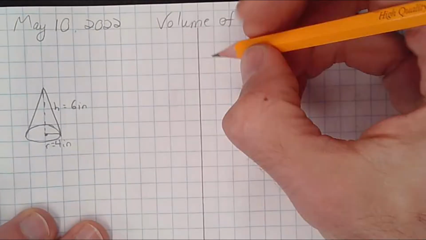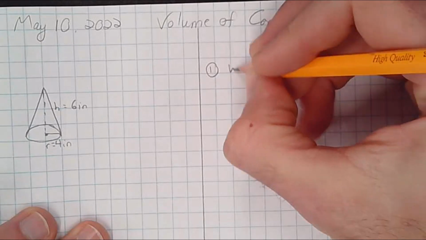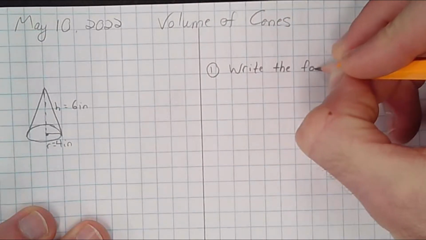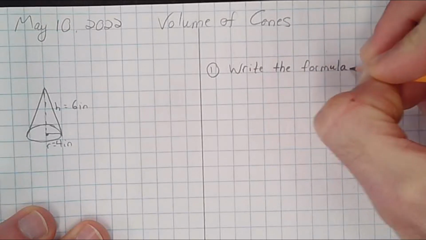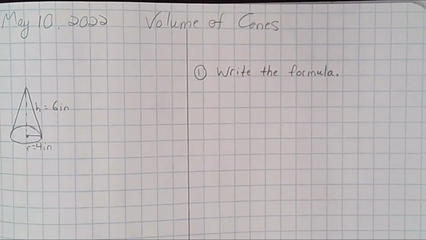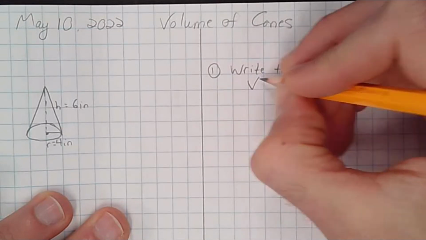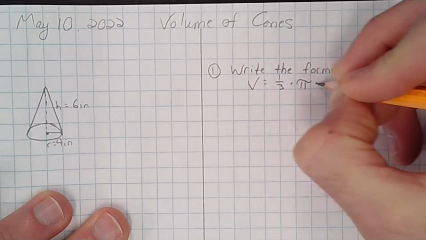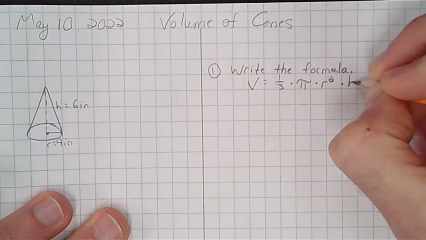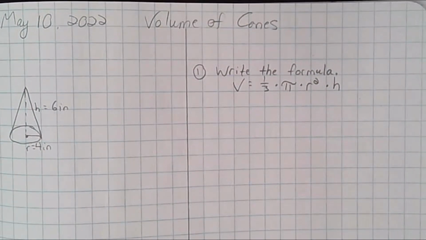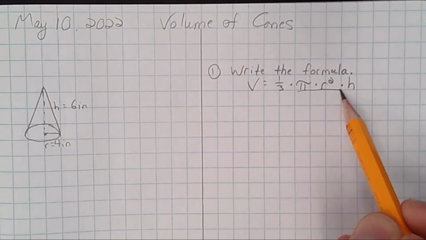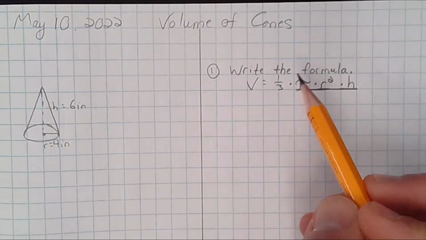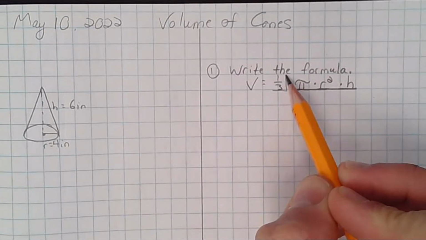Step 1, write the formula. The formula for the volume of a cone is V equals 1/3 times pi times radius squared times height. Now that's probably going to look pretty familiar because this part is the volume of a cylinder formula, and all we're doing is multiplying by 1/3 at the end.